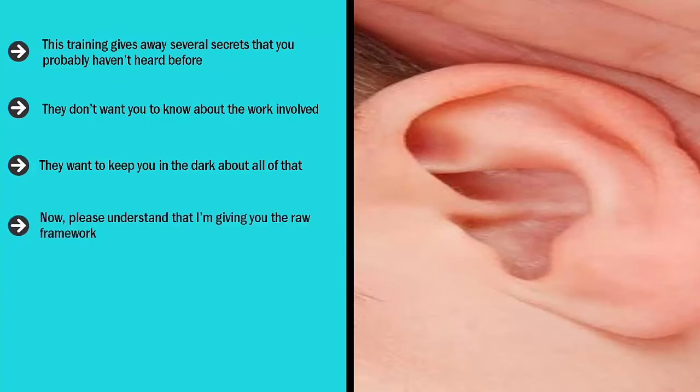Now, please understand that I am giving you the raw framework. You still need to constantly experiment, tweak, and modify whatever it is you are doing to fit your circumstances. This enables you to fine-tune your results and eventually achieve ultimate success. When working with viral content, it really all boils down to finding what works and building on it. If this is your mindset, you should succeed.